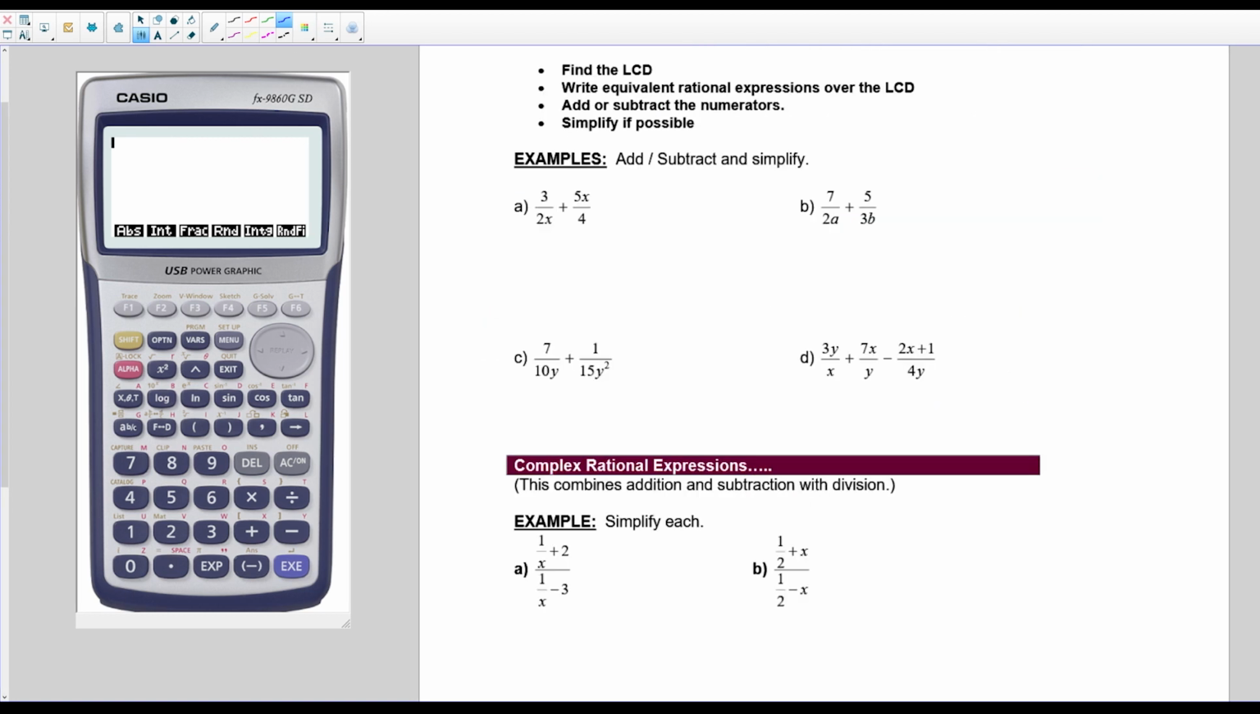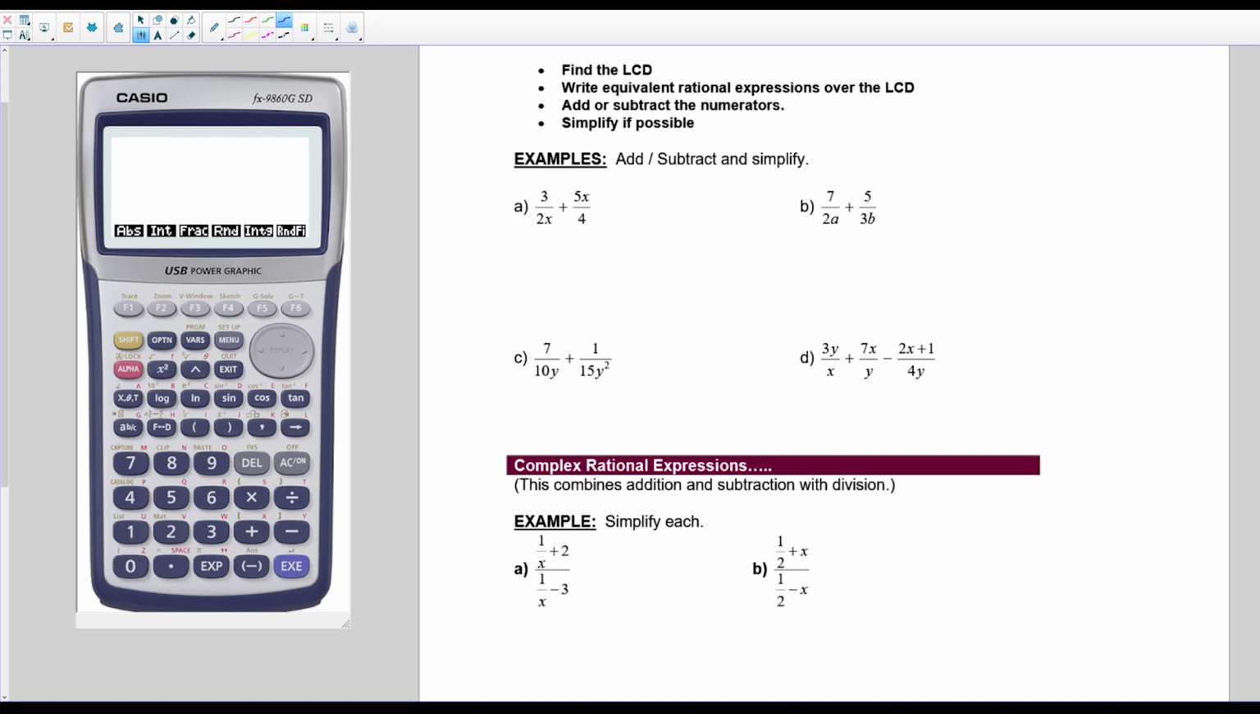Now, the tricky part about this section comes when we are looking at rationals that have different denominators. If this is the case, we need to figure out what the LCD is, or the lowest common denominator. Write your equivalent rational expressions over your lowest common denominator, then add or subtract the numerators, and then simplify if possible.